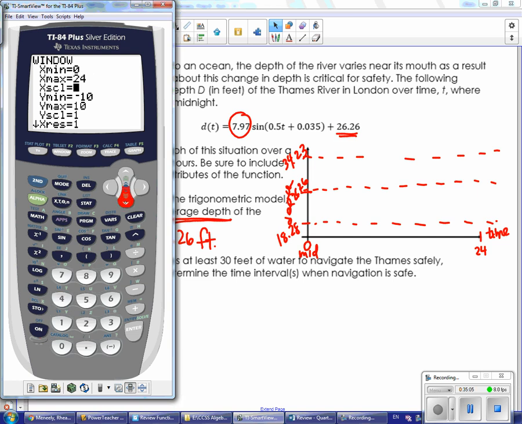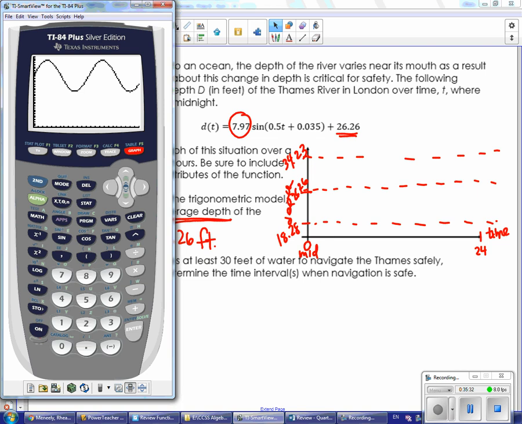In terms of my y-axis, I'm going to keep my y-min at 0. And my y-max, I certainly could write as 34.23, but I sometimes like to have a little bit of wiggle room, so I'm going to make my y-max 36. And now when I graph, you should see your function. And what you should notice is that it goes through 2 complete cycles in a 24-hour period of time. So there's 2 high tides and 2 low tides.